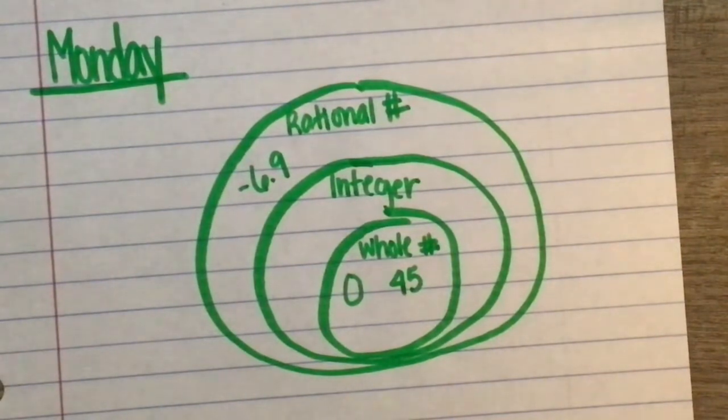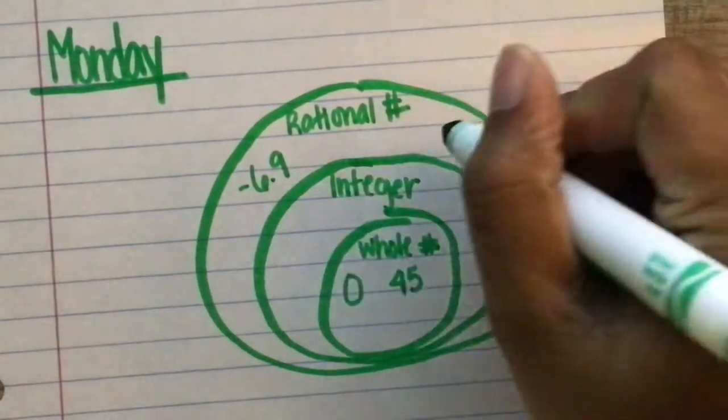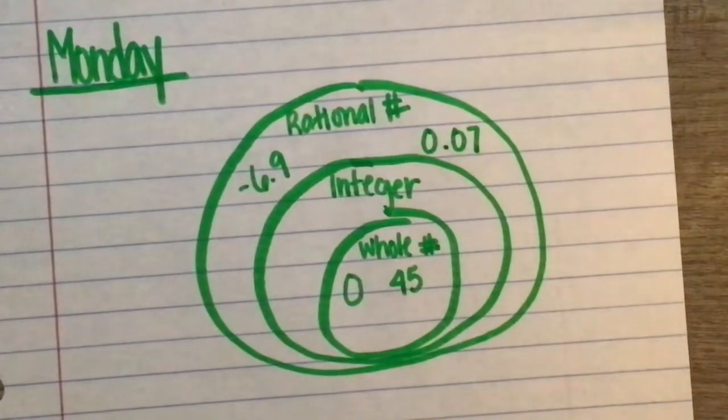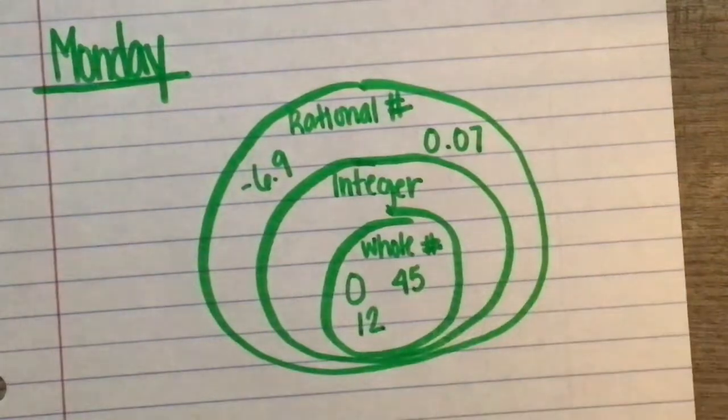Next, 7/100. 7/100 is a rational number because it can be written as a fraction, 7 over 100. It's not an integer because it's not a positive or negative whole number. It's a decimal, so it's going to stay in the rational number section. Next is 12. 12 is a rational number because it can be written as a fraction, 12 over 1. It is an integer because it's a positive or negative whole number. And it is a whole number because it counts as one of the natural counting numbers.